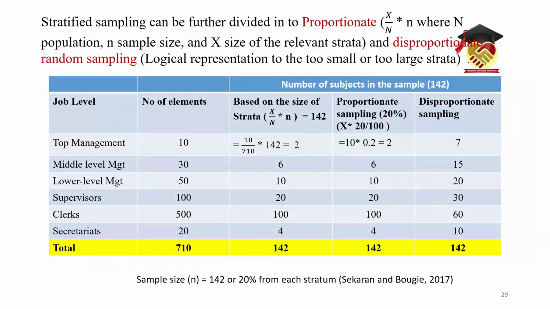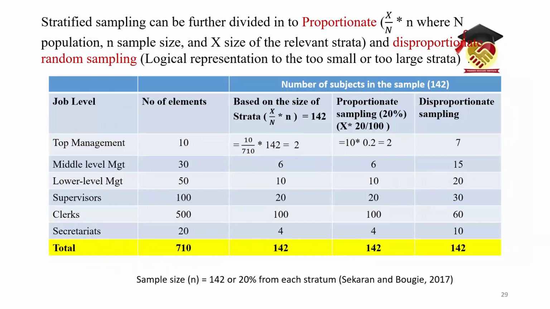Okay, now please remember this example was taken from Sekaran and Bougie's book. I will share this book also. Now here you have 710 employees of a particular company. Top management 10, middle management 30, low level 50, supervisors 100, like that.